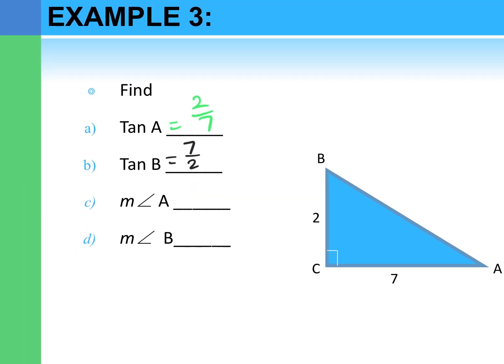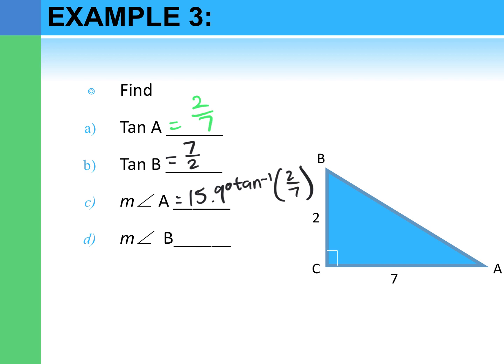Now, how do we find the measure of angle A? The inverse tangent of what? 2 over 7, very good. You got 15.9? I believe that's correct. What units do we give this guy? It's an angle, so it must have degrees. Very good.